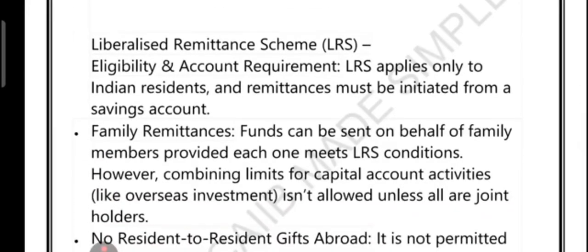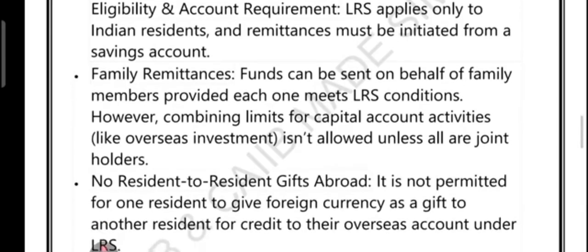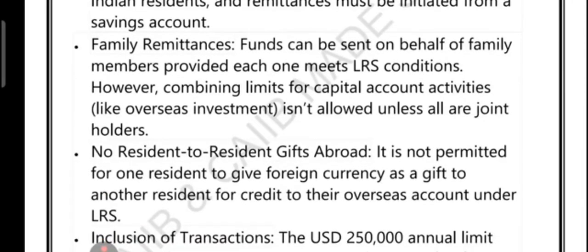Some more points regarding LRS. LRS is only for Indian residents, and the money must go out from your savings account. You can send money for family members, but each person has their own USD 2.5 lakh yearly limit. You can't pool it together for a capital account investment unless you are a joint holder. You can't gift foreign currency to another Indian resident to put into their overseas account under LRS.